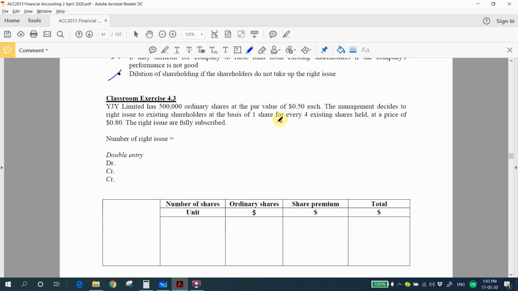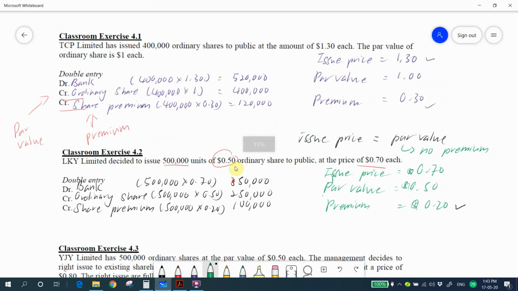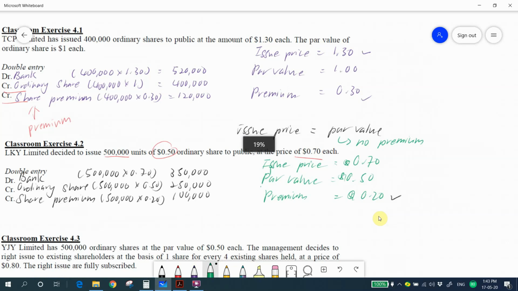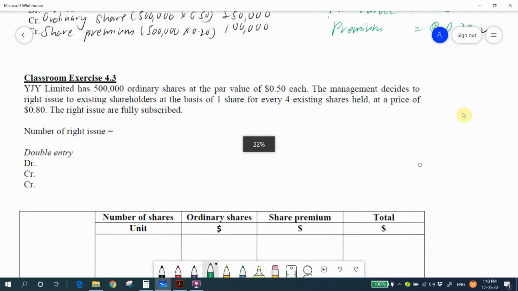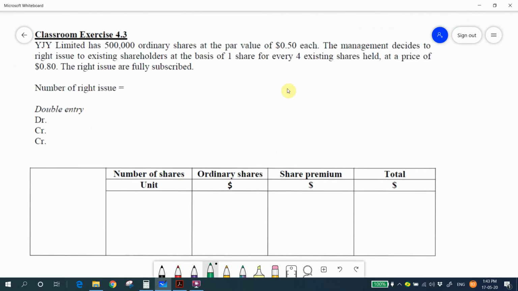So let's take this example for rights issues. Classroom exercise 4.3. YJ1 Limited has 500,000 ordinary shares at the par value of 50 cents each. The management decides to make rights issues to existing shareholders on the basis of 1 share for every 4 existing shares held at a price of 80 cents. The rights issues are fully subscribed.